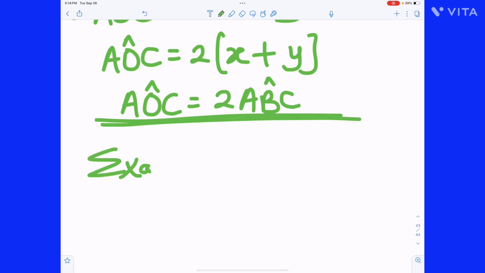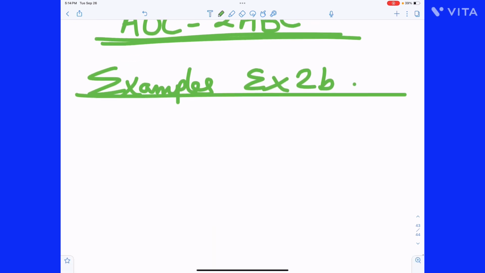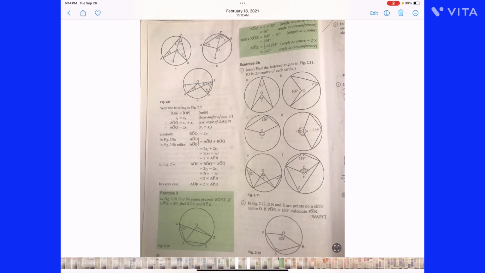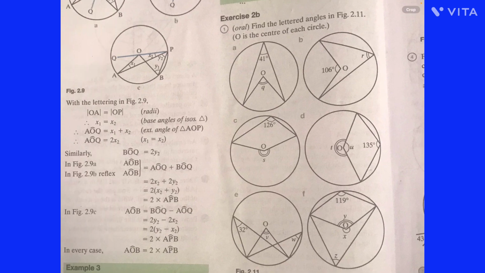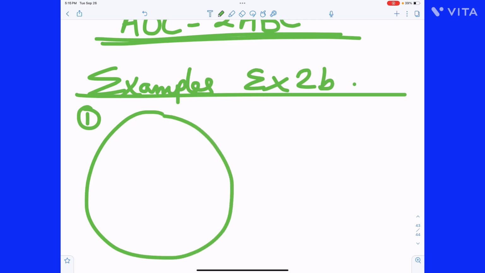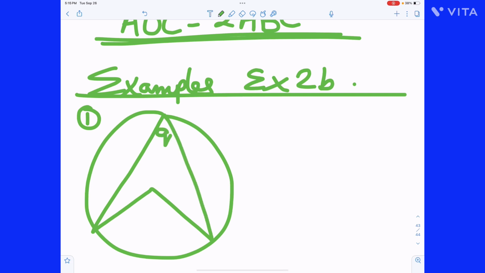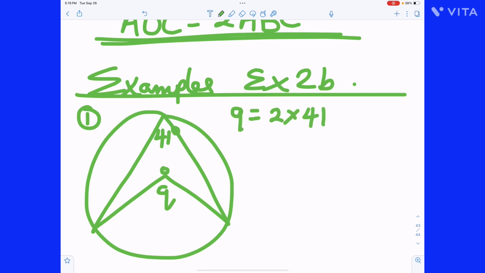Let's now go to examples. We are going to use exercise 2B for our examples. Question 1. Exercise 2B, question 1. It says, find the lettered angles in each of the following diagrams. Q, 41. I'll be fast. It's a simple concept, so there's no need to waste time. Q is here. This is the center of the circle. Q is here, 41 degrees is here. Q is equal to 2 times 41 degrees.